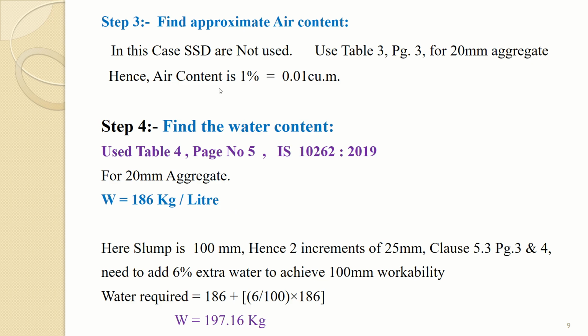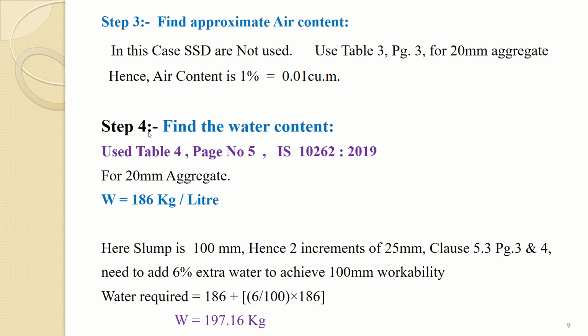Now the third step is to find the approximate air content for non-SSD aggregate and 20 mm size aggregate. You know that from Table 3, for 20 mm aggregate, the approximate air content is taken as 1%. 1% means 1 by 100, that is equal to 0.01 cubic meter of total volume of concrete. It means if you are considering 1 cubic meter of concrete, 1% of it will be the air content, that is 0.01 cubic meter.